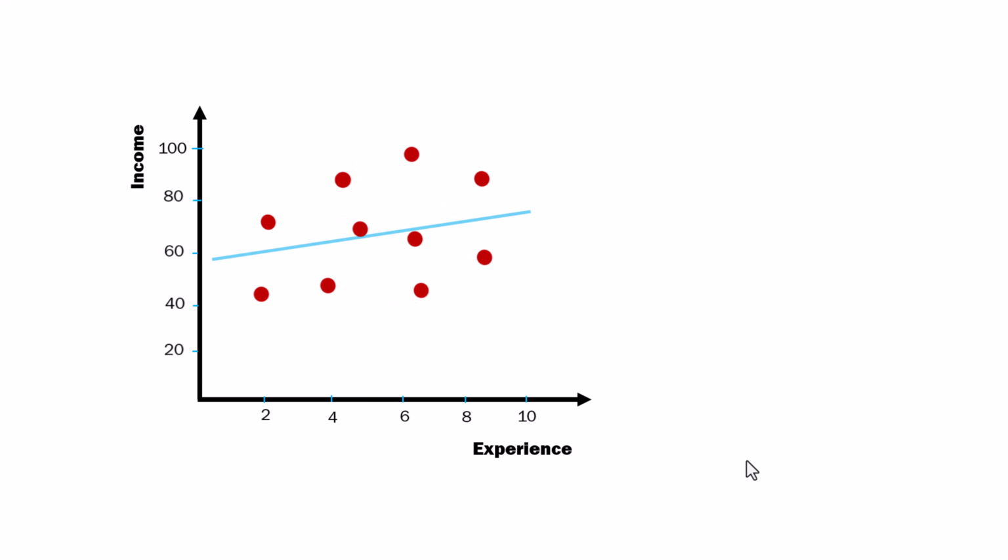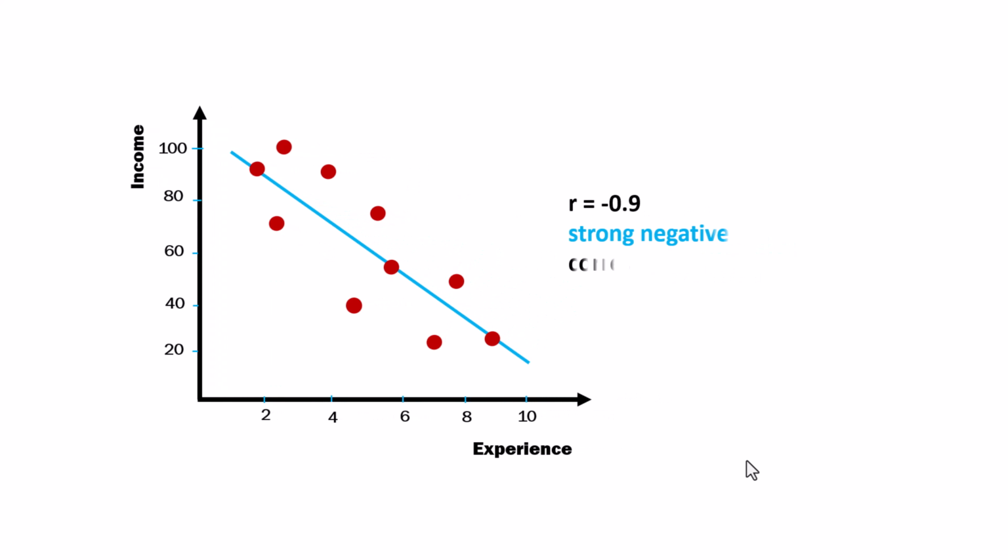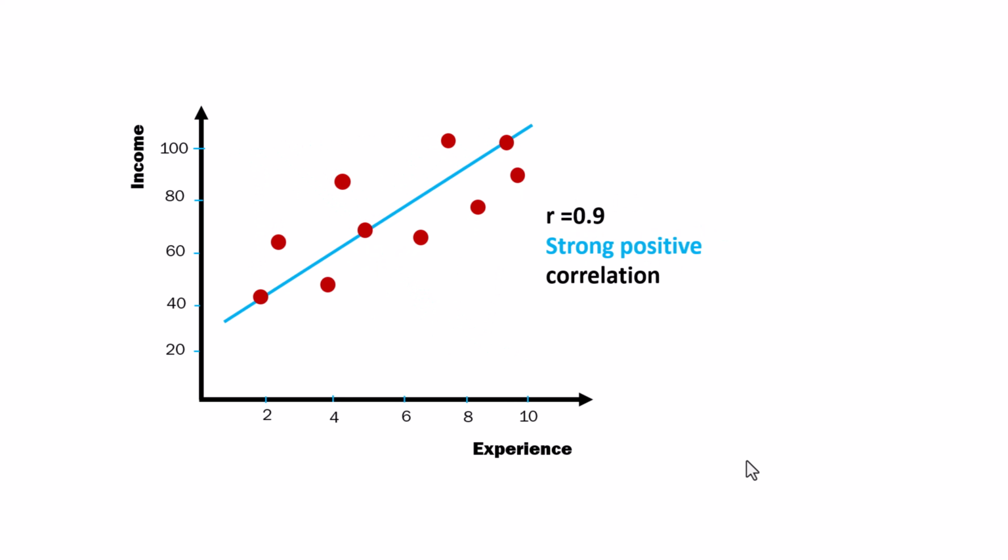The value close to 0 from the positive side indicates weak positive correlation, and a value close to 0 from the negative side shows a weak negative correlation. The value close to -1 is strong negative. The value close to 1 indicates a strong positive correlation.